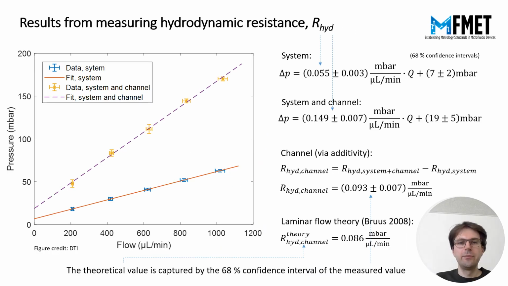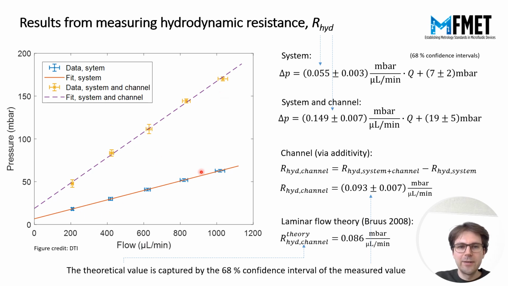Here we see results from measuring hydrodynamic resistance. First, notice the figure on the left. It shows pressure versus flow. In this figure, each data point is a matching pair of a flow measurement and a pressure measurement. And we see that the data falls into two groups. The lower group here is the configuration of the laboratory system, where the system is alone without a microfluidic chip. And the upper group here is a configuration of the laboratory system where the system is used together with the channel of a microfluidic chip.